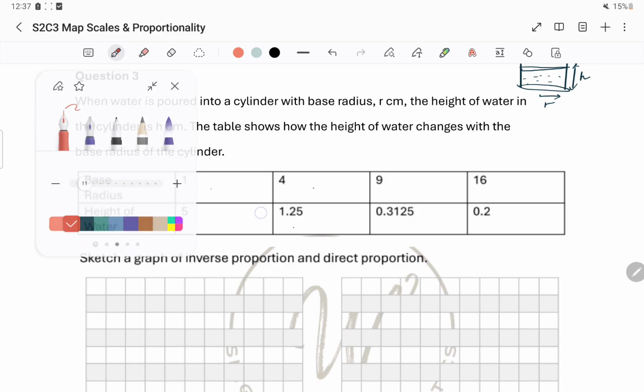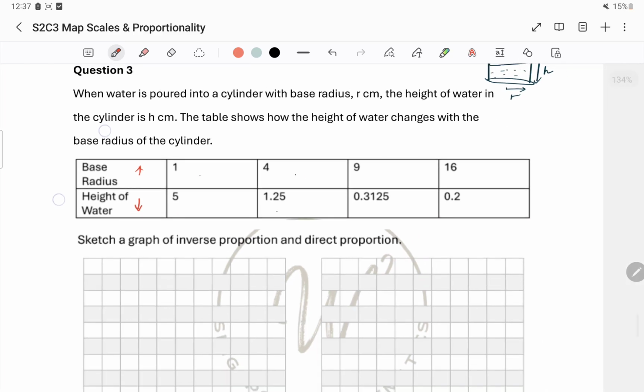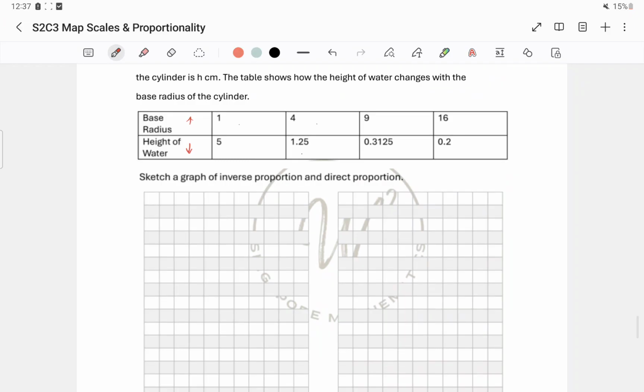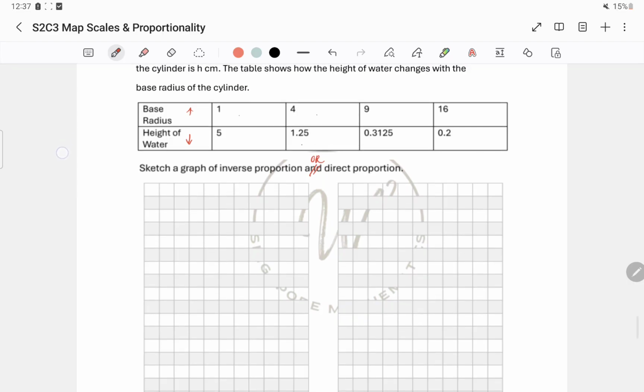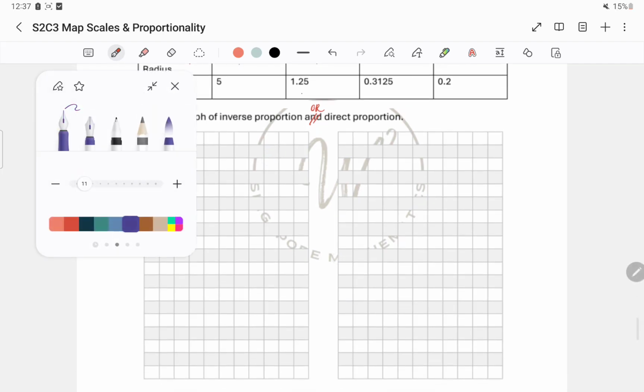So what do you realize? You realize when the radius increases, the height decreases. Okay, so we want to sketch an inverse or direct proportion graph. You need to choose. Do you think this is an inverse or direct proportion? In this case, we can tell this is actually an inverse proportion because when one value increases, the other decreases. When the base radius increases, the height of the water decreases. So now we're going to plot them.